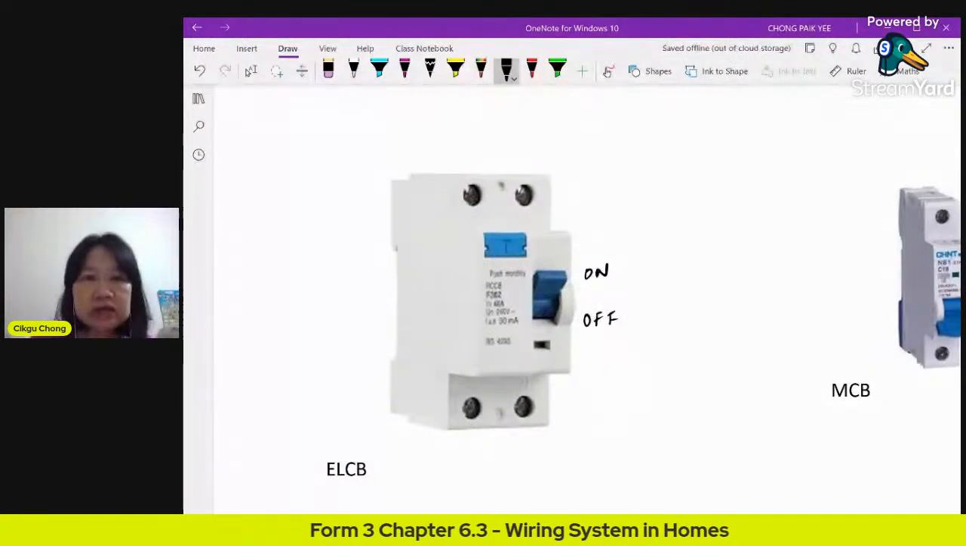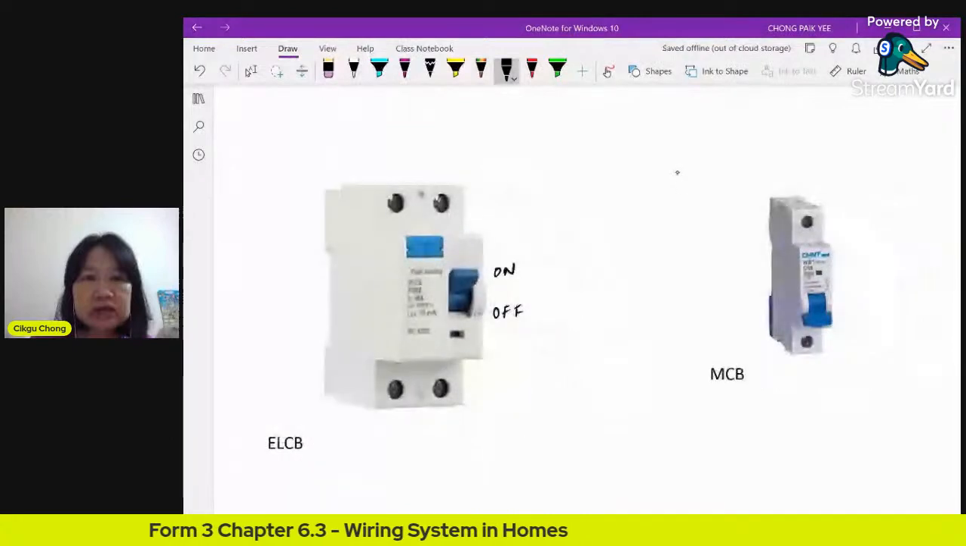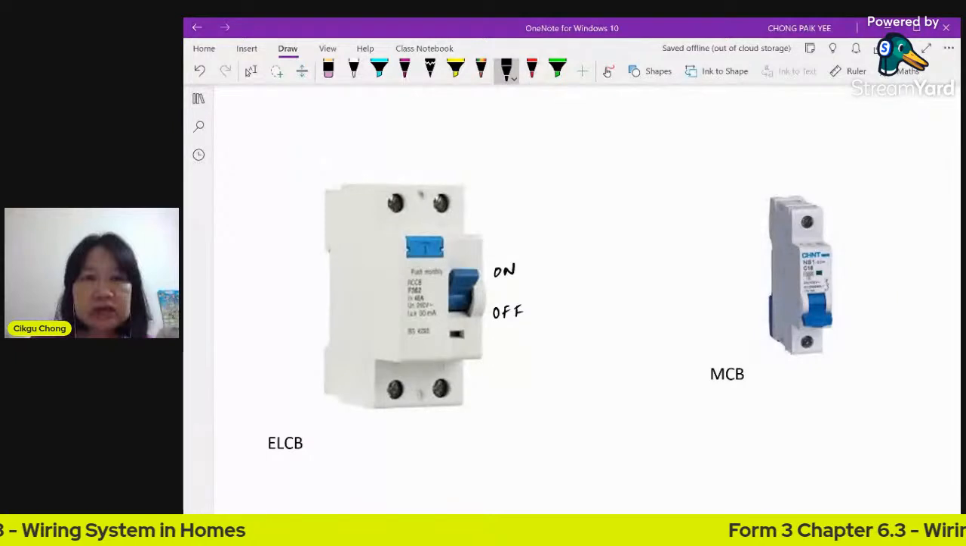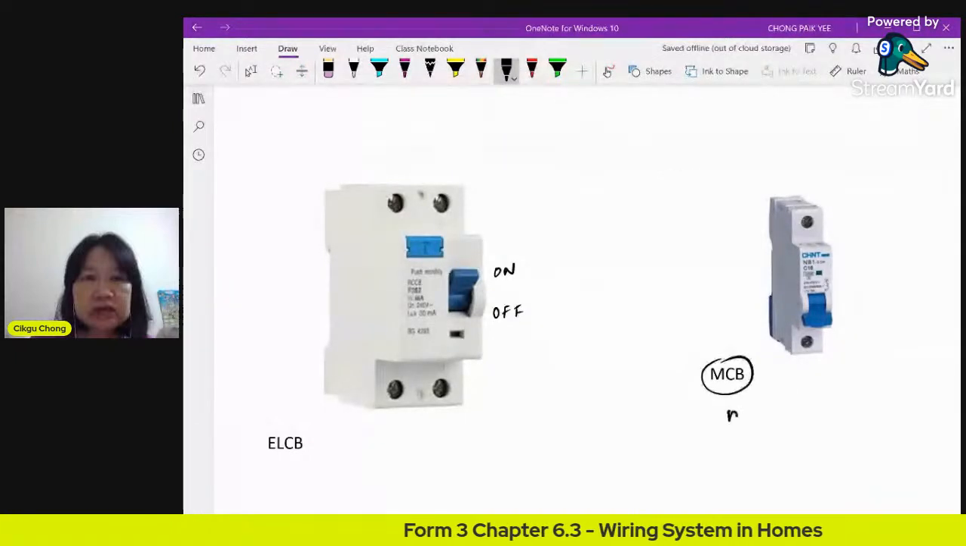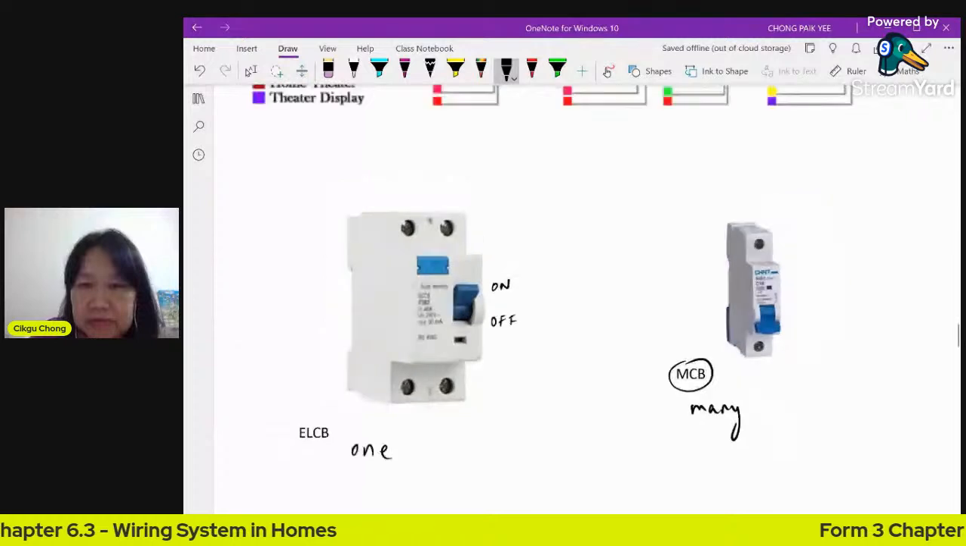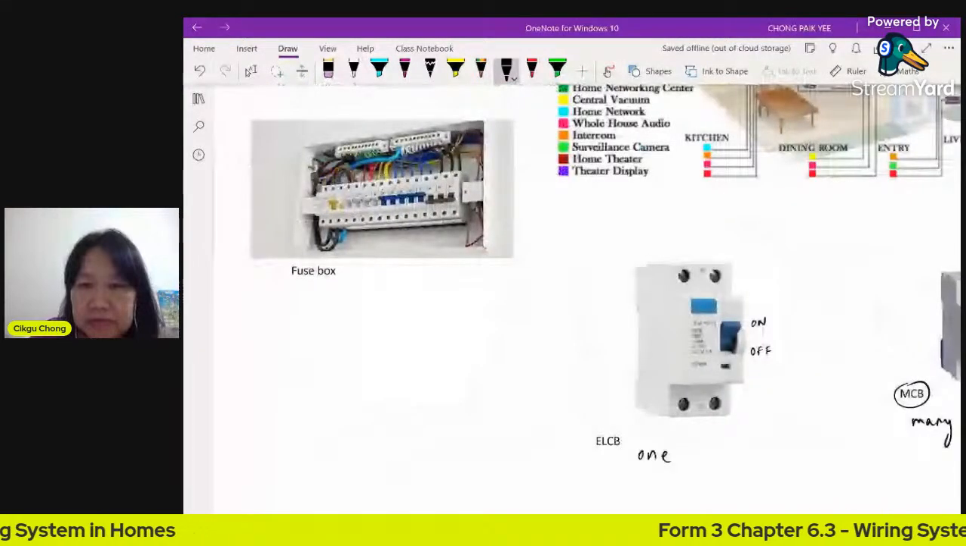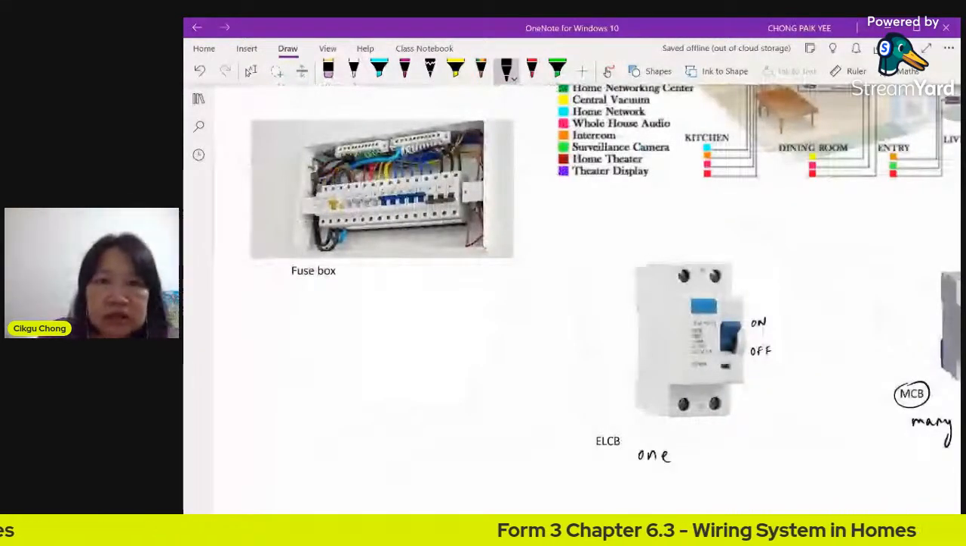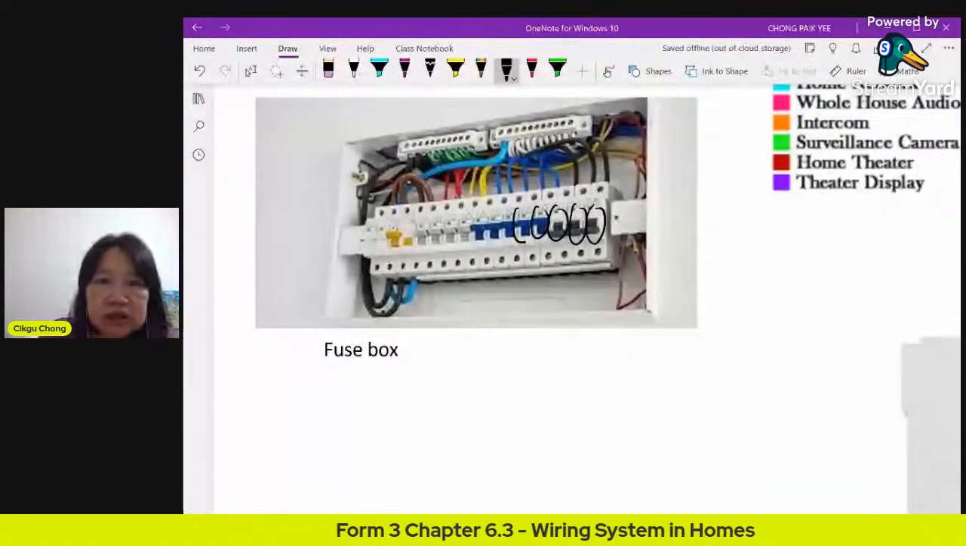Now, there is another type, called MCB, miniature circuit breaker. It also serves the same purpose, but it's smaller, and it controls one part of your house. So there will be many of these MCBs, but only one ELCB. Okay, so you can see here, all these small little ones are MCBs.